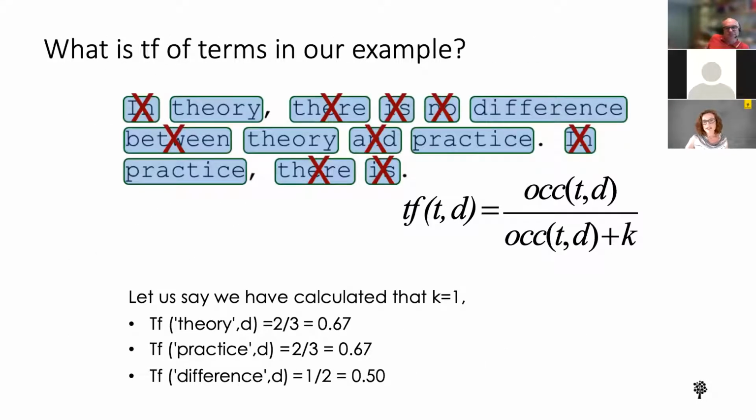So back to our example, let's say we have three concepts here: theory, difference, and practice. Theory appears twice, practice appears twice, and difference appears once. So 2 for theory divided by 2 plus 1, which is 3. And the final weight is a bit higher for the words which appear twice compared to the word which appears once.